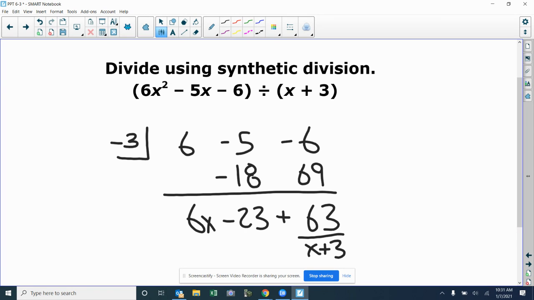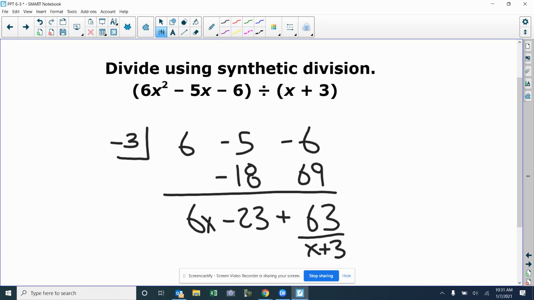So how do you get the... you just move the first one down, right? And then you multiply the first one by that number, and that goes under the second number? And then how do you get the third number? Same thing. -23 times -3 gives me positive 69. And this adds down.